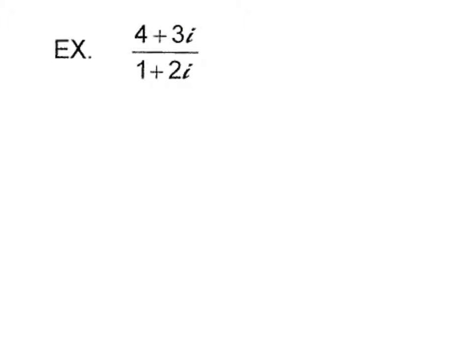Okay, let's try another one. This time the conjugate, we change the middle sign, so I'm multiplying the top and bottom by 1 minus 2i. And again, if it had started out 1 minus 2i, we'd have to do 1 plus 2i, top and bottom. Now, on the top, those are not conjugates. We have to FOIL it, and there's no shortcut. The outside and inside won't cancel.